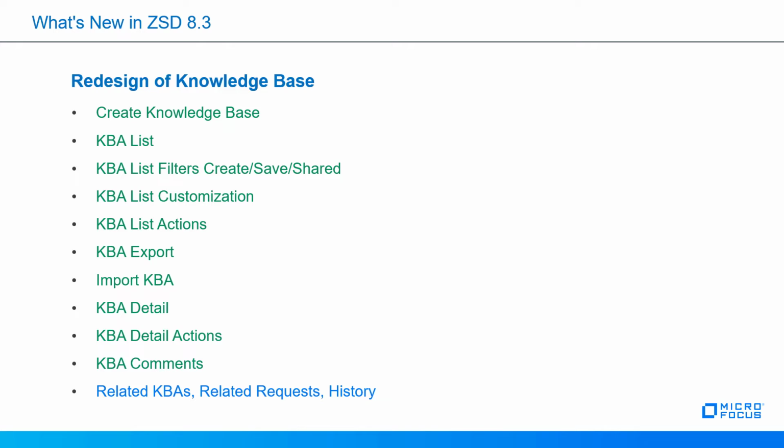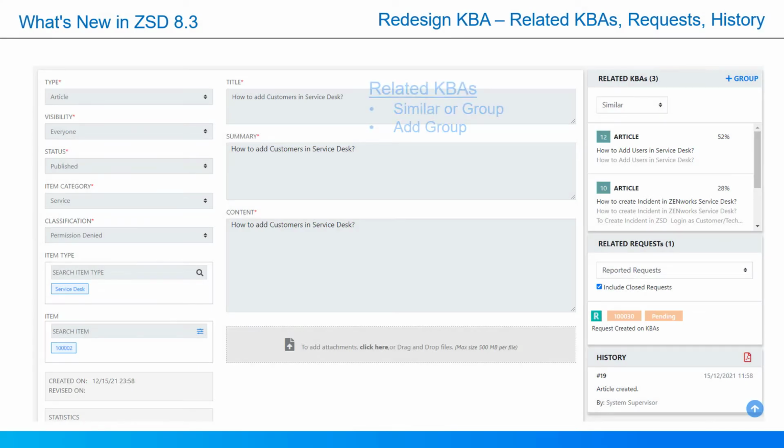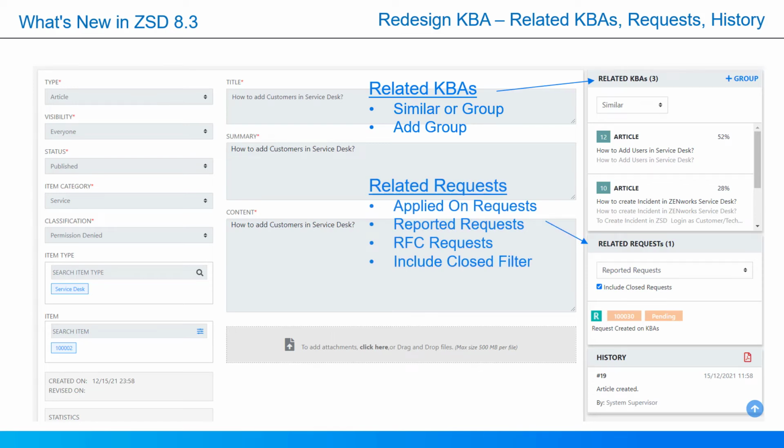The final KBA information is the related KBAs and related KBAs to requests in history. When KBAs are grouped, they will display those similar or grouped KBAs for easy access to related KBAs. When KBAs are related to the requests, these requests would display under different categories, like applied on requests, reported requests, and RFC requests. You can also include closed requests in that category. This will allow you to select the link to those requests.